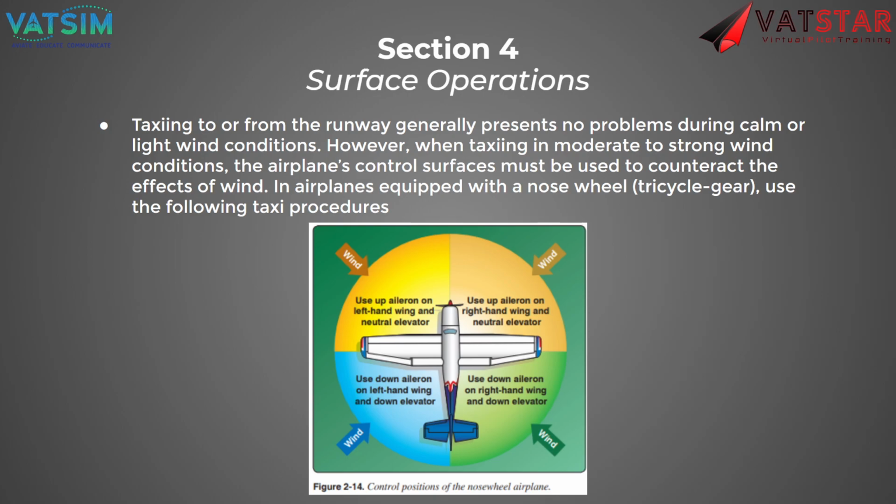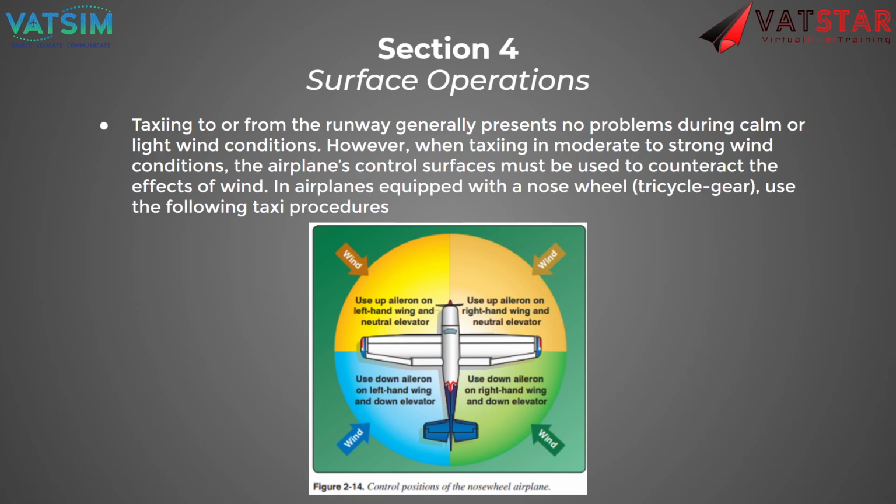So I'm not talking about tailwheel airplanes. This is just for tricycle airplanes, so like a 172, a Piper Cherokee. These are what you do. So I'll give you the acronym of how you remember to do it. The first way to do it is you always want to put your yoke into the wind.